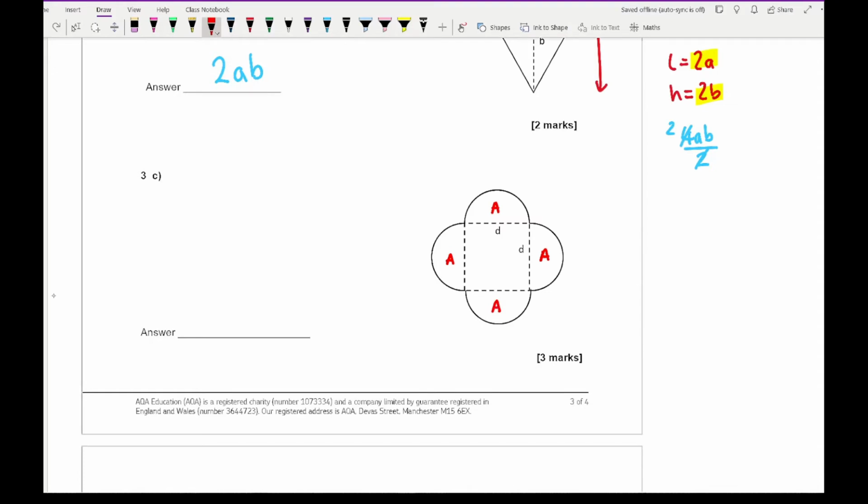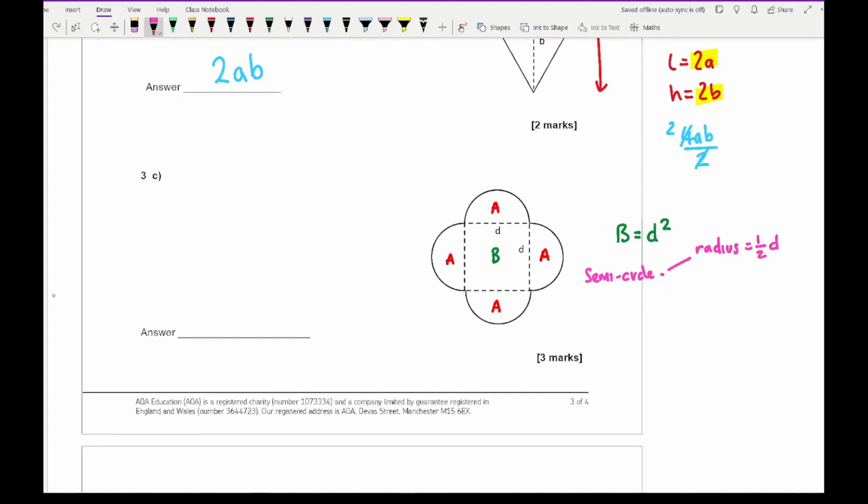In fairness, it's probably more efficient to do it that way. And so here we've got 4 semicircles and we've got a square. Now for the square, we know that that's going to be D squared. And for the semicircle, well here, what we need to recognize is that the radius is a half D, or D divided by 2, but I'm going to leave it as a half D.